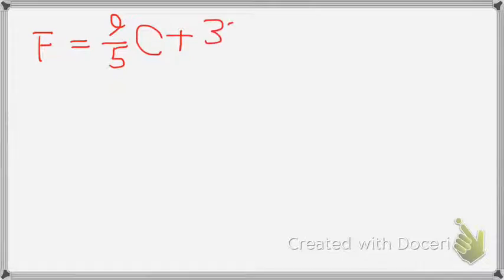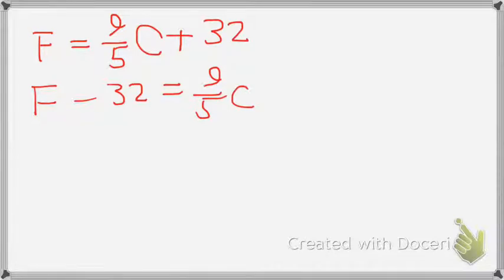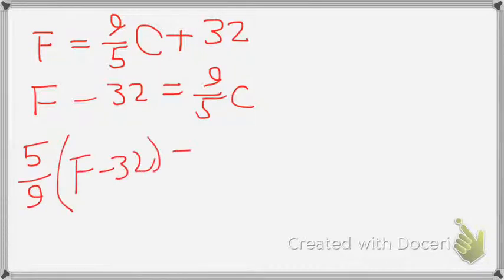Okay, so the equation that we'd be using is Fahrenheit is equal to 9/5 Celsius, plus 32. So let's just go to algebra. F minus 32 is equal to 9/5 Celsius. Now we want to multiply by the reciprocal. So 5/9 times (F minus 32) is equal to Celsius.